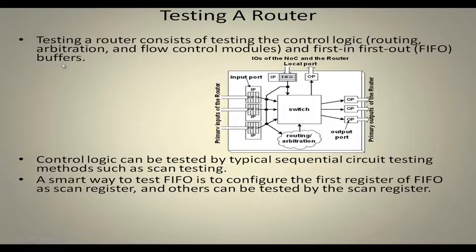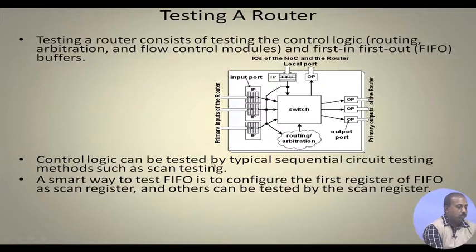So, testing a router consists of testing the control logic, routing, arbitration and flow control modules, and the first in first out buffer. The flow control module basically works so that whenever some locations in this FIFO are free, only then some part of the packet, some of the flits, may be brought in from the previous router. That is doing the flow control. Otherwise, it may lose some of the flits. The flow control module is not shown here explicitly, but it has to be there. So, this control logic has to do this, and the FIFO buffer. All of them are to be tested.